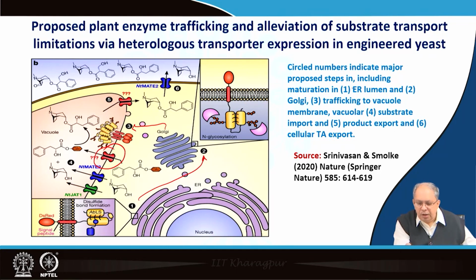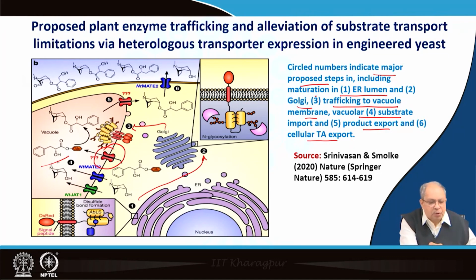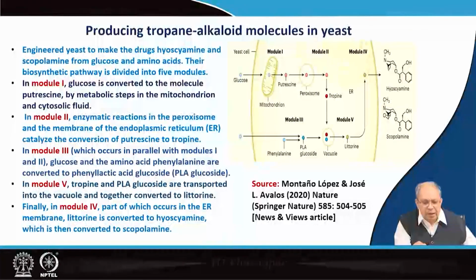That means several major steps need to be cracked, including maturation in the endoplasmic reticulum lumen, in the Golgi body, trafficking to the vacuole membrane, vacuolar substrate import, and then finally, the product export and cellular tropane alkaloid export. So, ultimately the tropane alkaloid produced should come out from the cell and accumulate in the medium, then only the process will be economic. So, this all needs to be achieved.